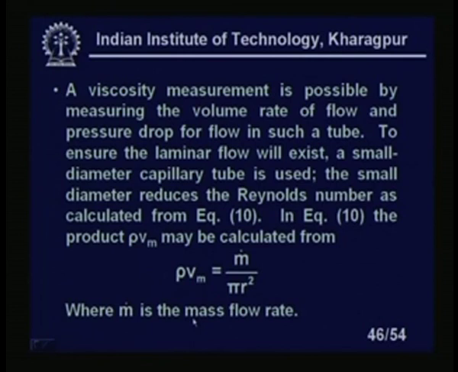Viscosity measurement is possible by measuring the volume rate of flow and the pressure drop in such a tube. To ensure that laminar flow will exist, a small diameter capillary tube is used, and the small diameter reduces the Reynolds number as calculated from equation 10. In equation 10, the product rho Vm may be calculated from rho Vm = m dot by pi r square, where m dot is the mass flow rate, right. Vm is the mean velocity of the fluid inside the capillary tube, and multiplied by rho it will give you the mass flow rate m dot divided by pi r square.